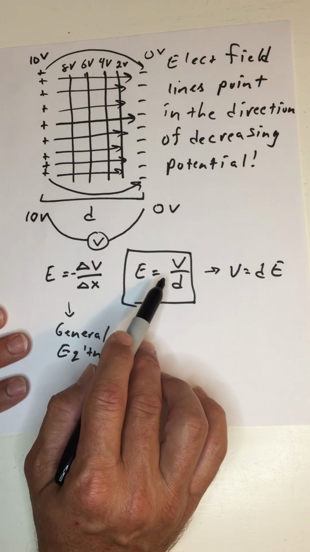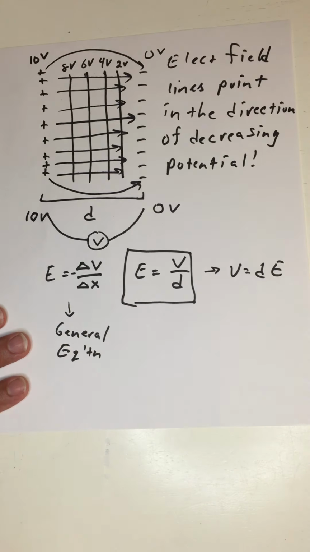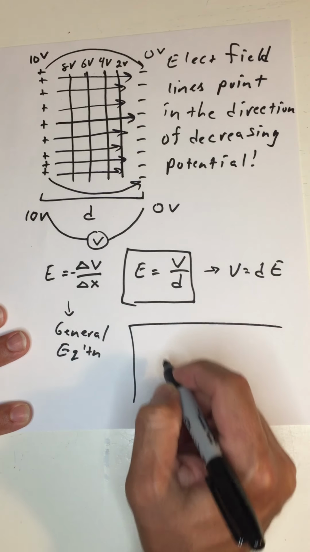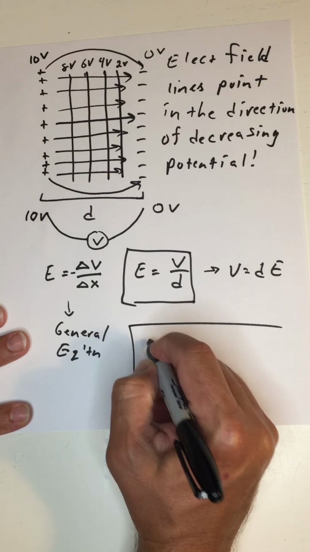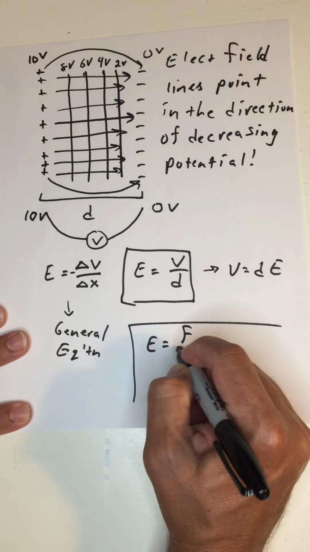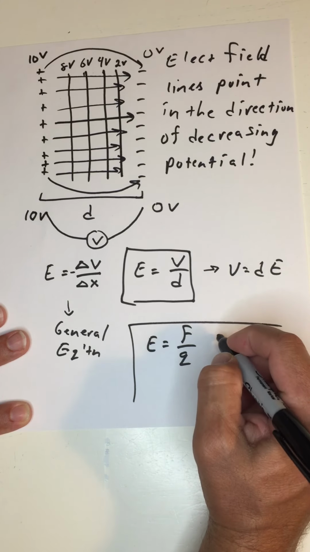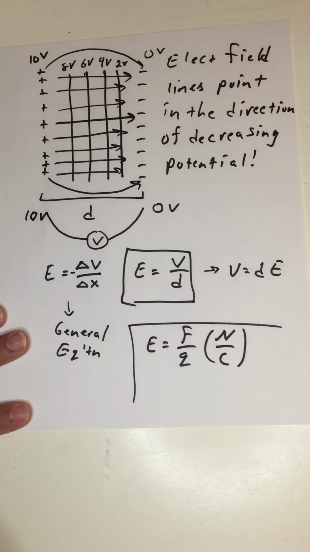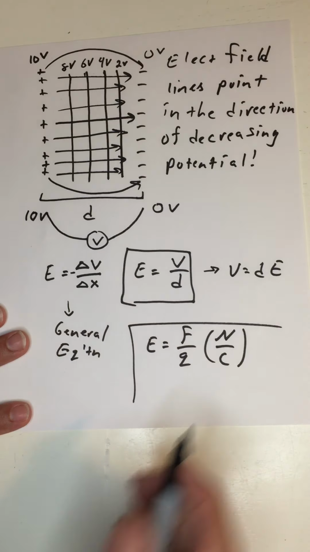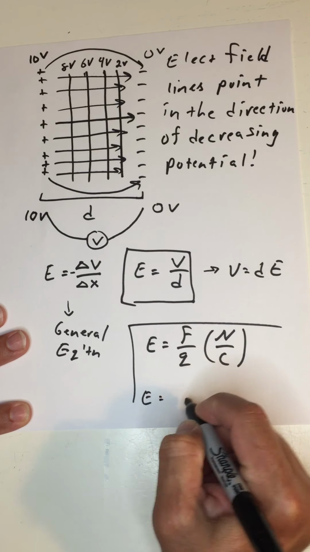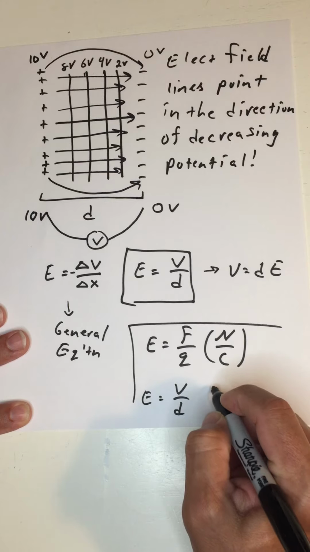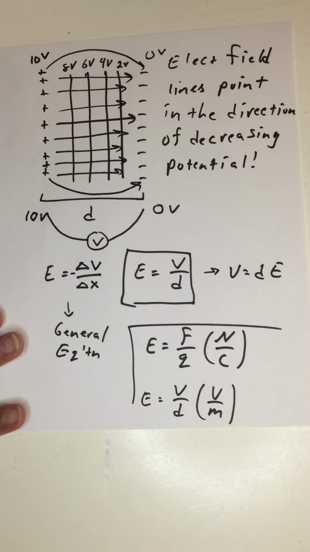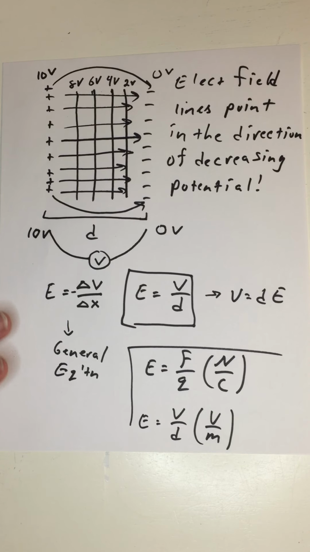Now, looking at this leads to actually some alternative units for the electric field. Remember from the previous work we did, I had this: electric field is equal to force per unit charge. Units here are newtons per coulomb. Here, I've got this electric field. If I look at the units here, V over D, that is a volt per meter.